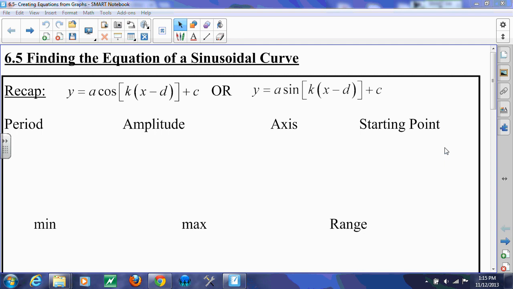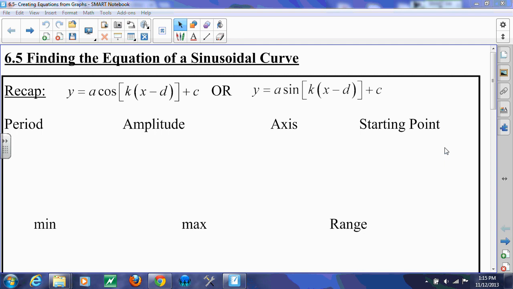Hello class, and welcome to lesson 6.5, creating equations from graphs. Just remember that last day we gave an equation. We took a look at what A, D, C, and K were, and then we were able to draw a graph. Now we're going to work backwards. We're going to give you the graph. We're going to have to decide what the A, K, D, and C are, and then give the equation.